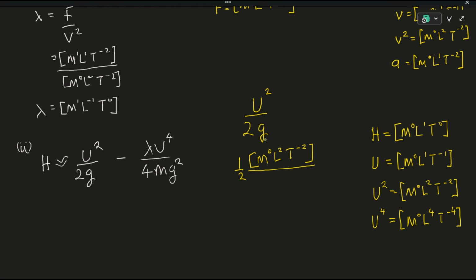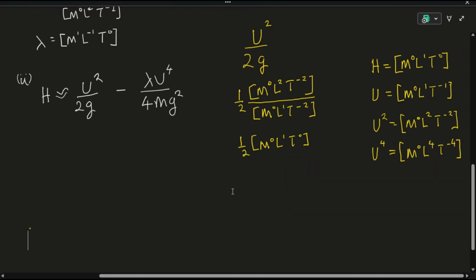g is the acceleration due to gravity, and it has the same dimensions over here. So we're going to have, so when we are to simplify, so that is the dimensions of this first term over here.